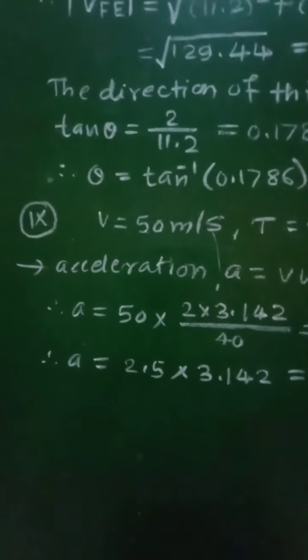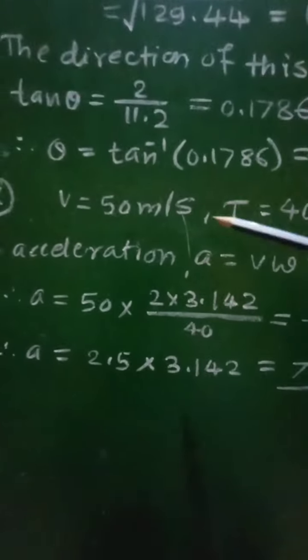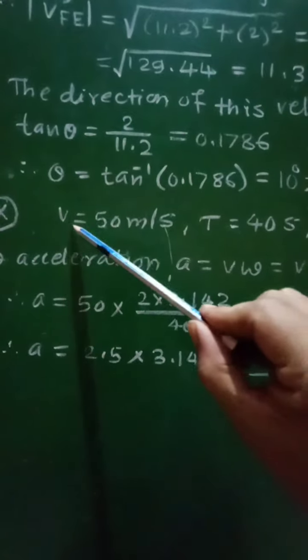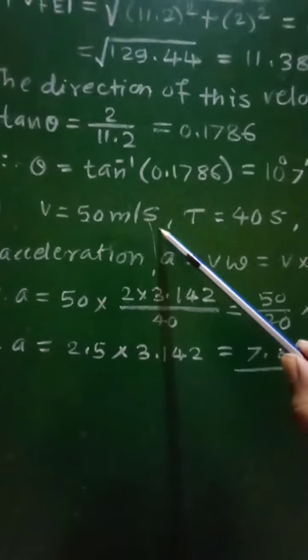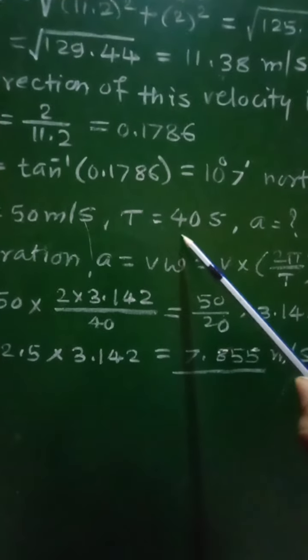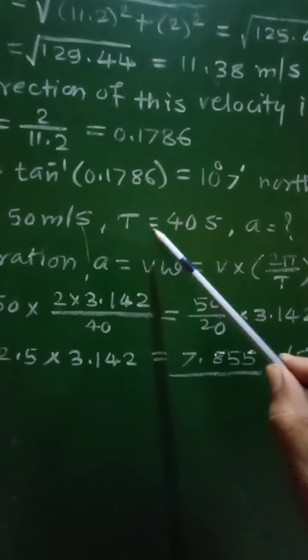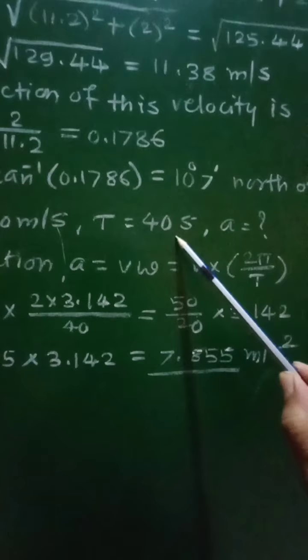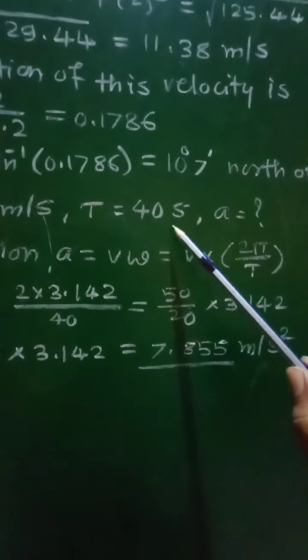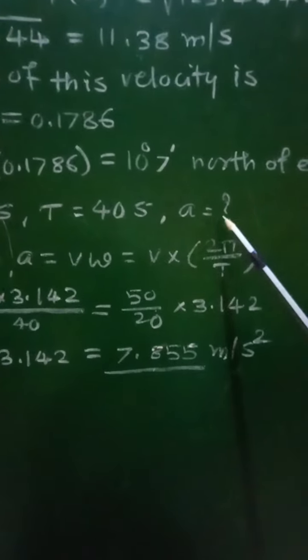So in this case we have to determine the acceleration of the car, and therefore the given data for this numerical is velocity v equal to 50 meter per second. Then period T will be equal to 40 seconds, that is the time taken by that car to complete one revolution, and we have to find out the magnitude of acceleration of that car.